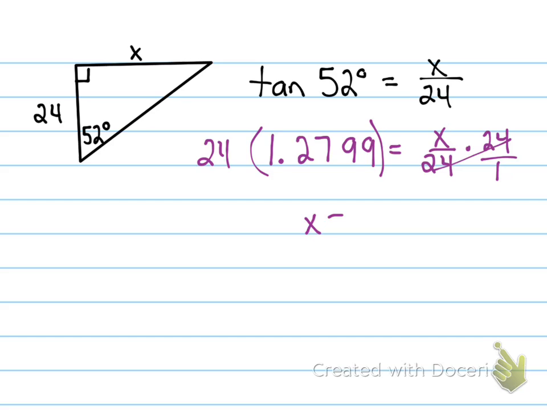X is approximately, because we have to round to the nearest tenth, we always round to the nearest tenth on these, 30.7. All right, how many got 30.7 before I did? Okay. So your answer, you'll always round to the nearest tenth, but the instructions will say that. So just follow the instructions. All right, if you understand that, that's everything you need to know for 9.7.